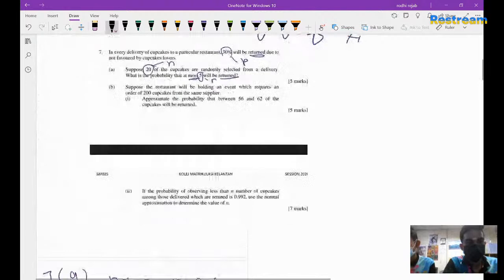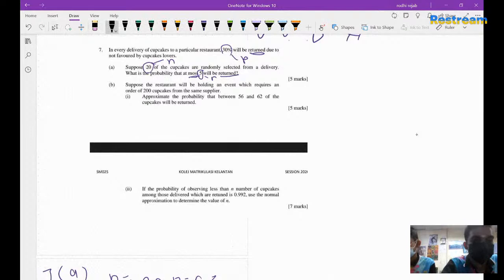Suppose the restaurant will be holding an event which requires an order of 200 cupcakes from the same supplier. Approximate, ni dah bagi the clue, approximate the probability that between 56 and 62 of the cupcakes will be written. So since they said written, our p will still be 0.3, and this 200 is our new n, and this 2 will be our r.